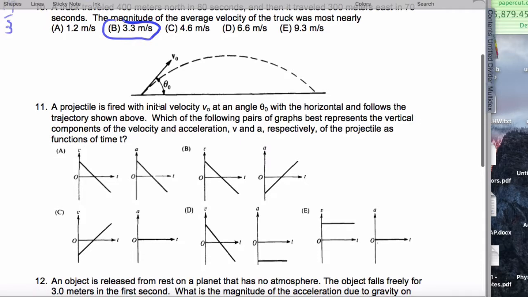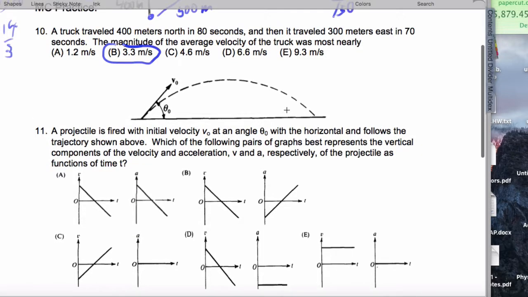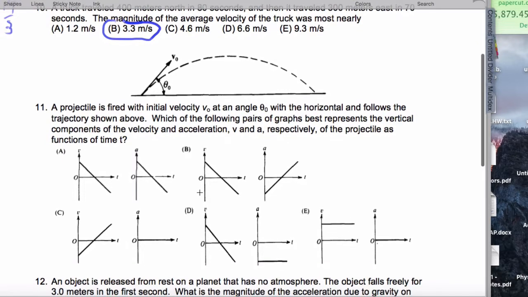Now, for number 11, we have a projectile fired with an initial velocity v0 at an angle of theta with the horizontal, and it follows the trajectory shown above, and we want to know which graph represents the vertical component of velocity and acceleration. The trick to this problem is I don't even read the problem carefully, because they give me this projectile motion picture and then these graphs here. It's clear to me that they want me to pick the correct velocity and acceleration.